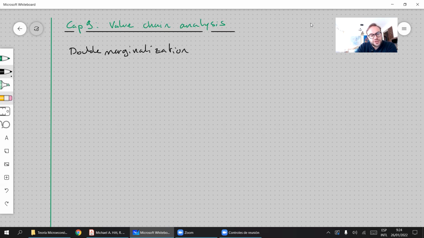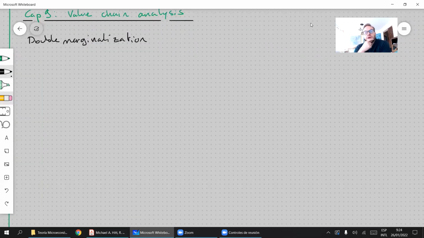I'm just going to set the model. So you have actually two companies, two monopolies, and one is the supplier of an intermediary good, and the second one is the final seller of the good. To simplify things, we're going to think about a manufacturer and a retailer.